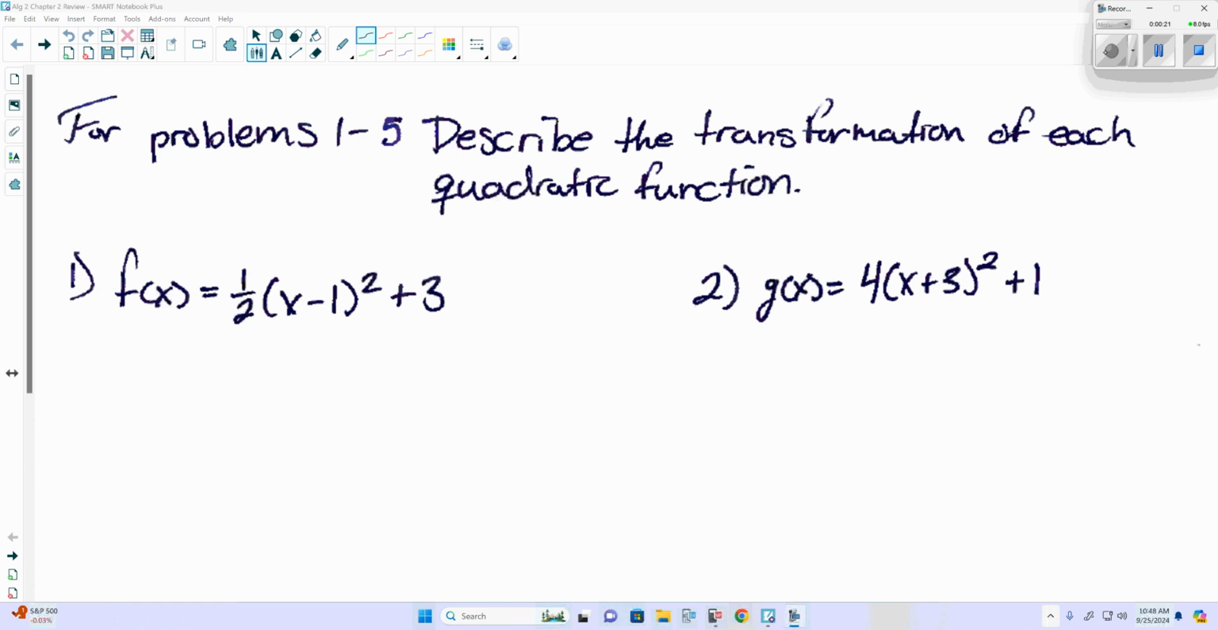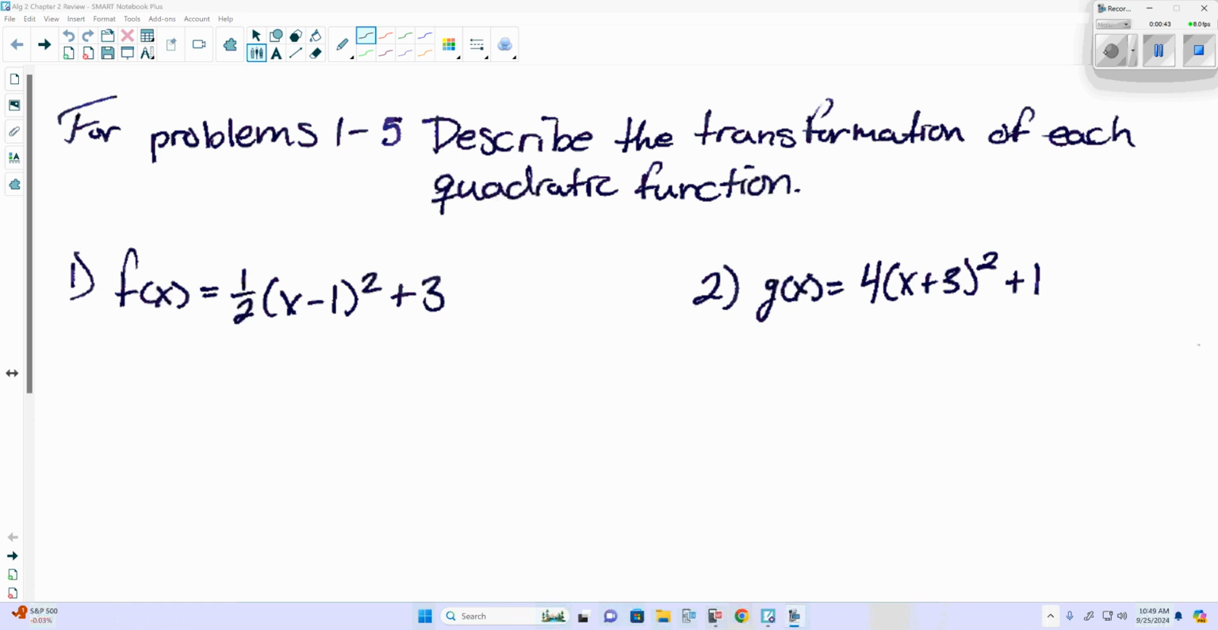Describe the transformation of each quadratic function. Now, there are going to be 4 main types of transformations that we're going to see. Horizontal translation, we're moving it up or down. Vertical translation, moving it left or right. Vertical stretch, vertical shrink, and reflection across the x.